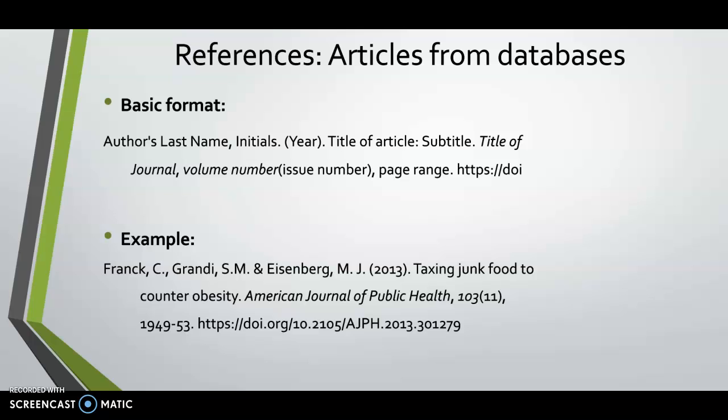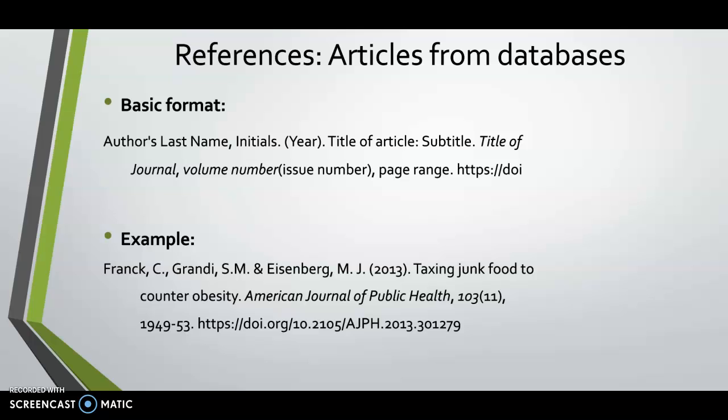If you're doing articles from a database, the format changes a little bit. So as you can see, the author's last name and initials and the year stay the same, but the title of the article and the subtitle are no longer in italics. What goes into italics is the title of the journal and the volume number that you pulled this article from. And then put the issue number, the page range of the article, and the DOI number or the URL, whichever one is available.